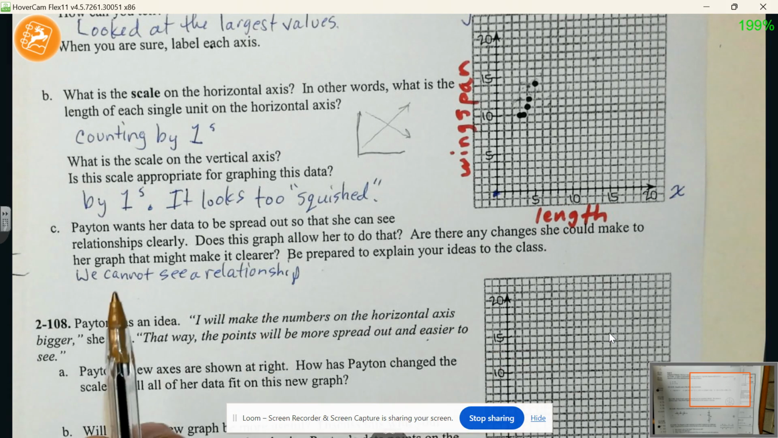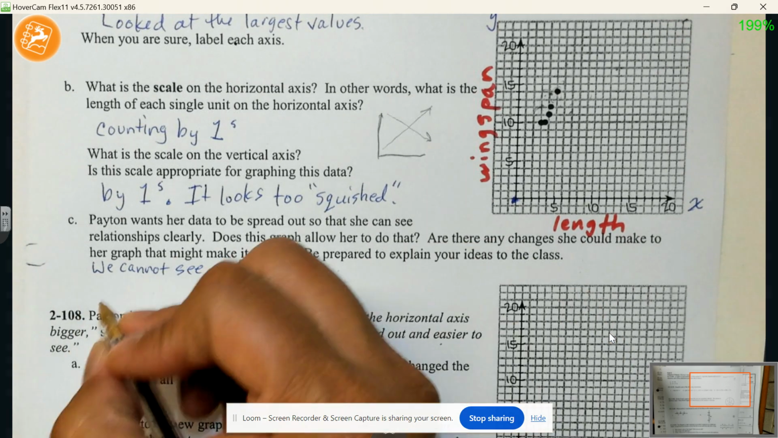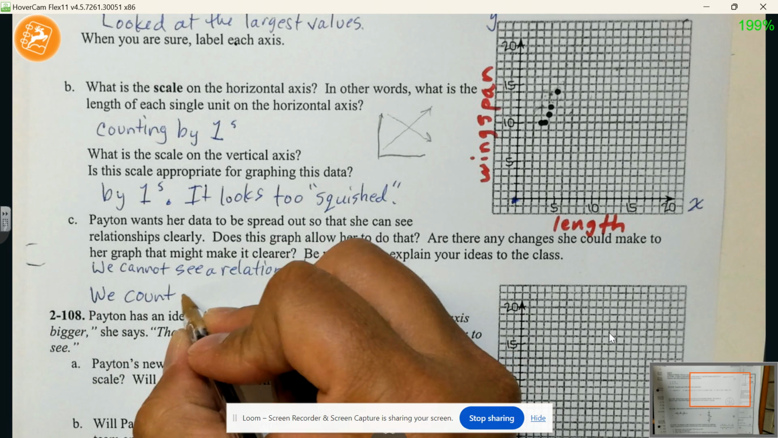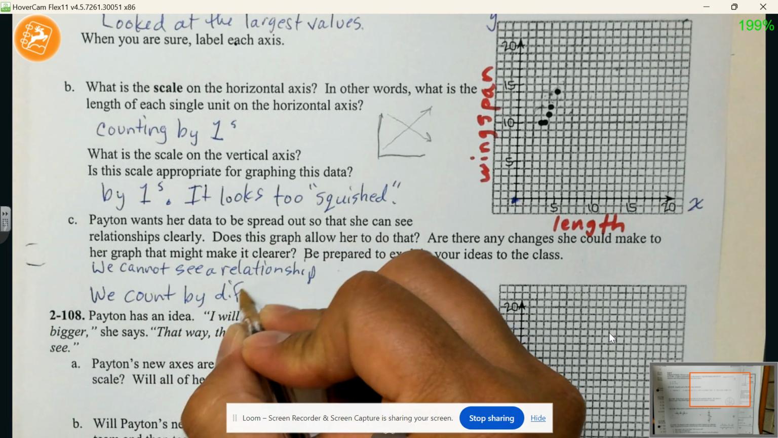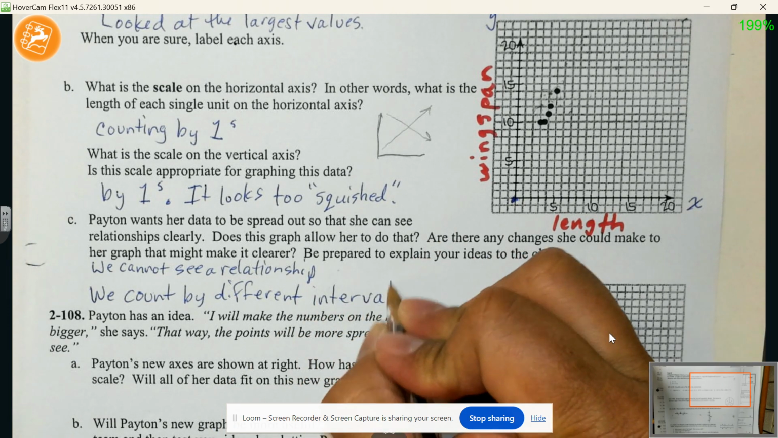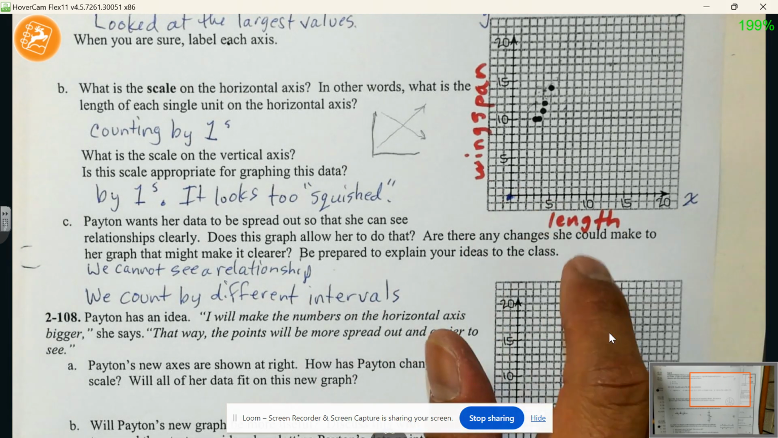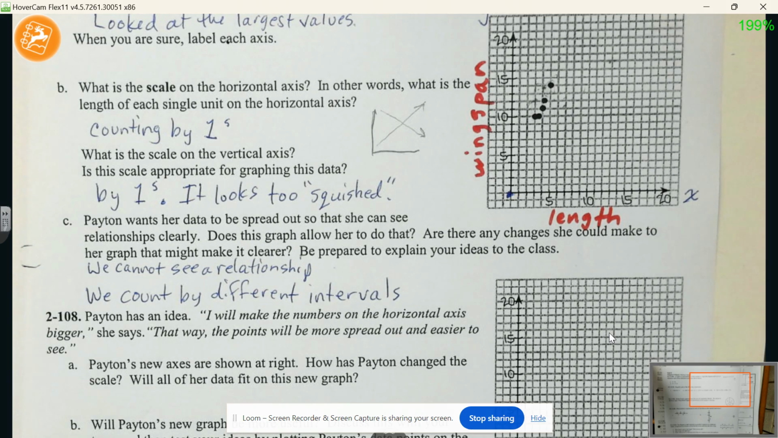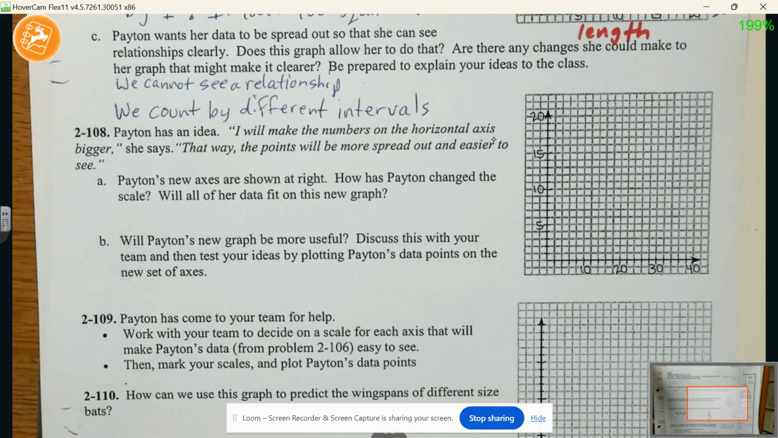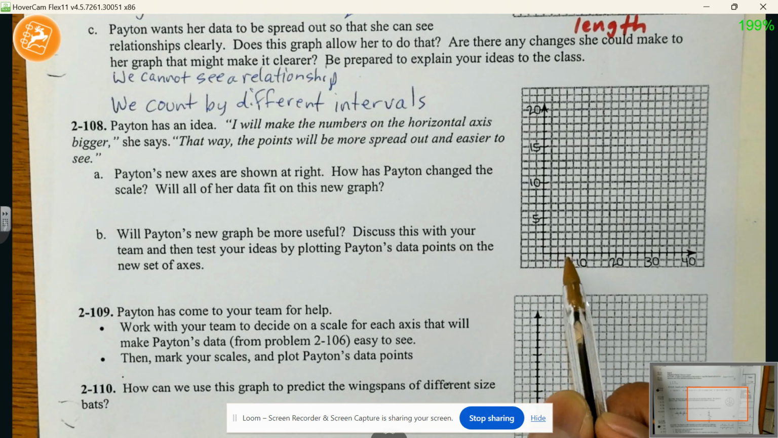Okay, so one example that we might say, someone might have said it already, is we can count by different intervals, use different intervals. So that means instead of counting by ones, we can count by something else that might make that a little bit different. Okay, so Peyton has an idea. She says, I will make the numbers on the horizontal axis bigger. Okay, so instead of counting by ones, what is she counting by now?